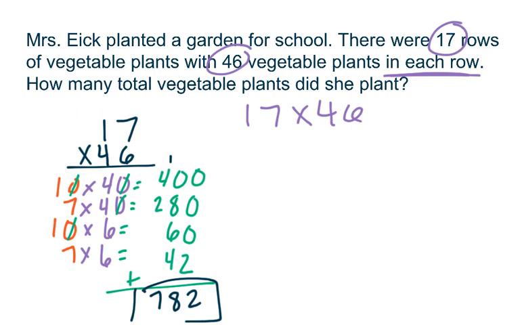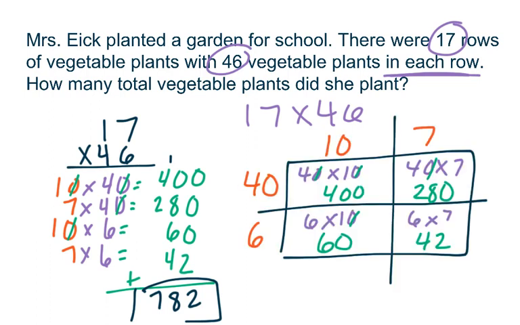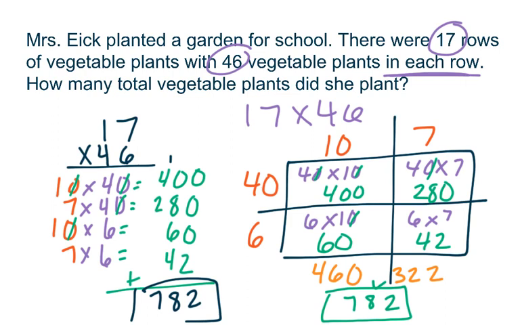I'm going to check my work using my regrouping or my area model just to make sure that I did everything right. I'm going to add 2 partial products at once. And then I'm going to add my two pieces together, and I get a total product of 782. So how many vegetables did Miss Ike plant? She planted 782 total vegetables.